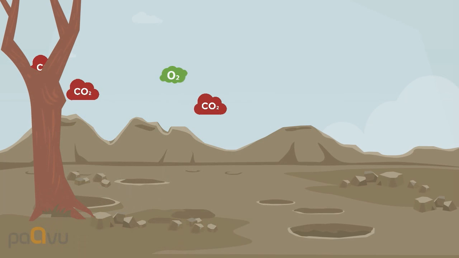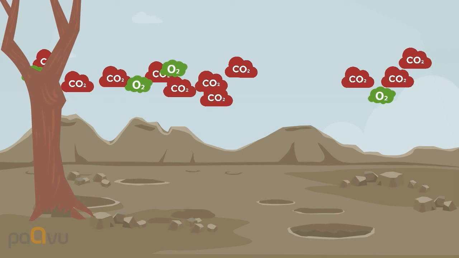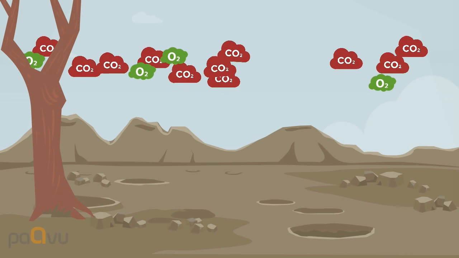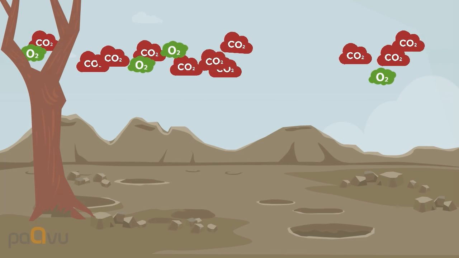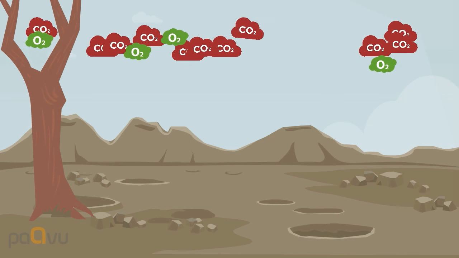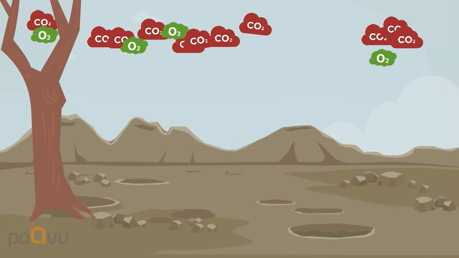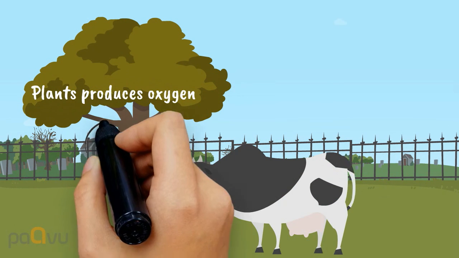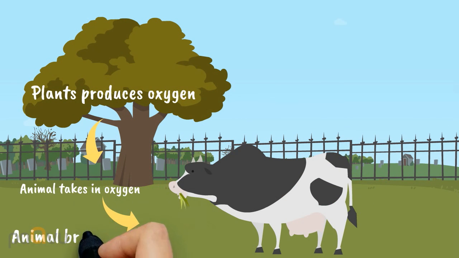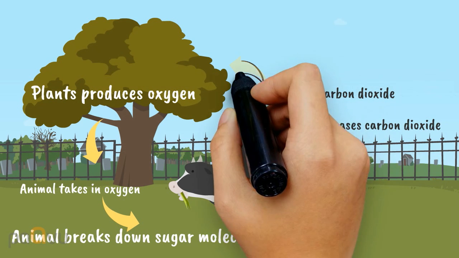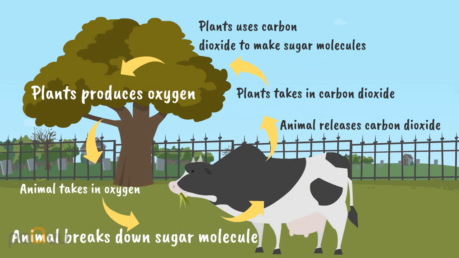In the absence of plants, the percentage of carbon dioxide would increase in the atmosphere. Carbon dioxide is a harmful gas that can kill many living organisms. And if there are no plants, where will oxygen come from? Not just that, plants produce glucose and we consume plants or animals that consume plants to get that glucose. Remember, we depend on each other for our survival.